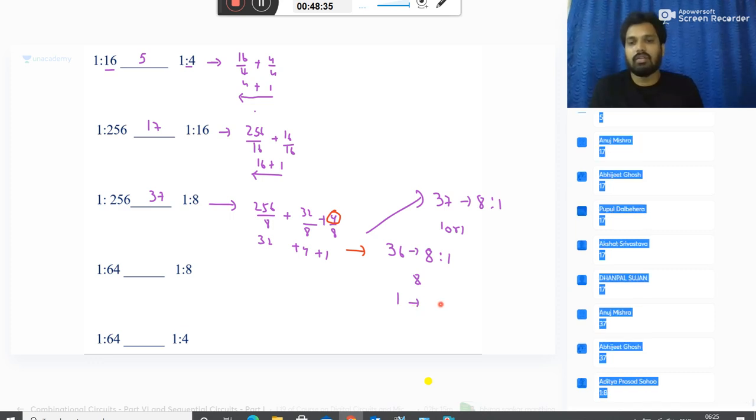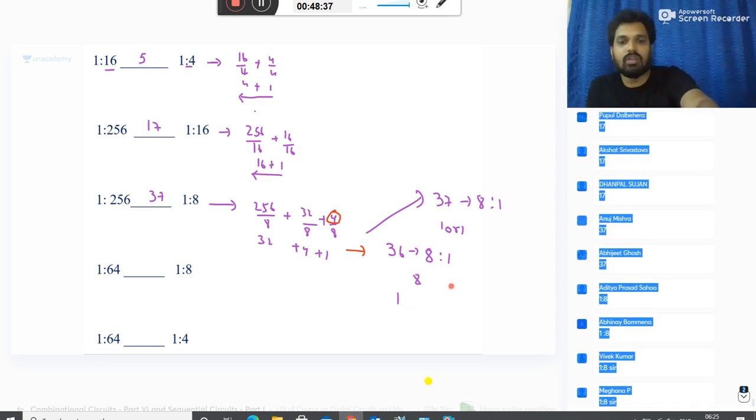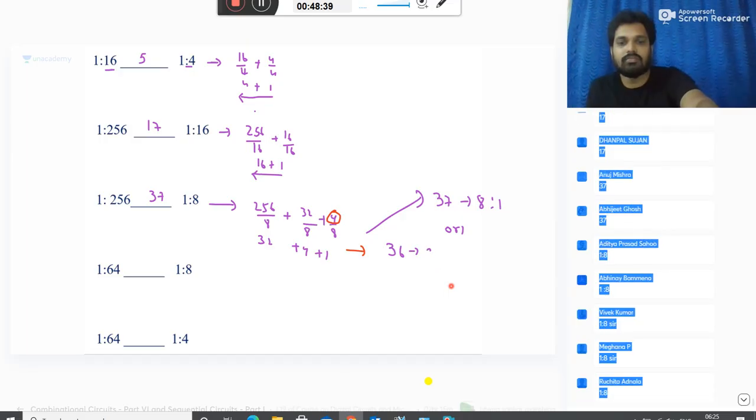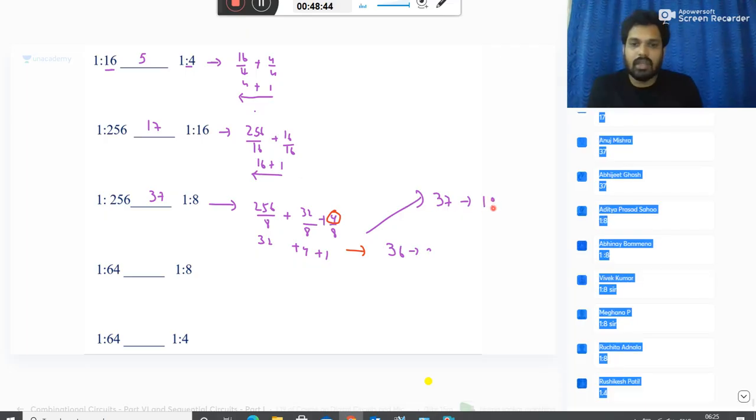Okay, we are in the mux mode only. 37 1 by 8. You can say 36 1 by 8 and 1.